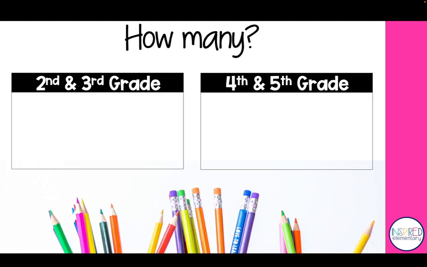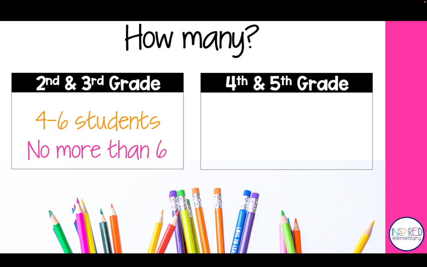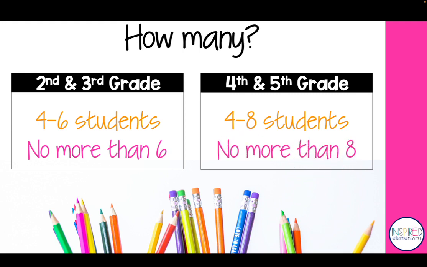When I'm coaching teachers on literature circles, I usually break it up into two levels, level 1 being second and third grade, and level 2 being fourth and fifth grade. Because of the maturity differences between those grades, I differentiate recommendations between them. So looking at second and third grade, I recommend having between 4 and 6 students in each literature circle group, and no more than 6 students per group. For fourth and fifth grade, I recommend 4 to 8 students in a group and no more than 8. I really do think the sweet spot is 5 to 6 students per literature circle group across all grade levels.